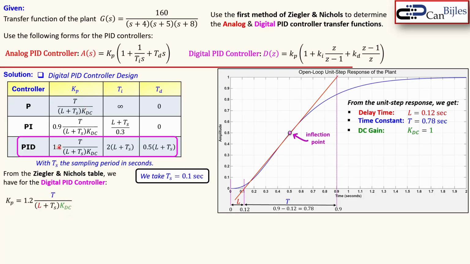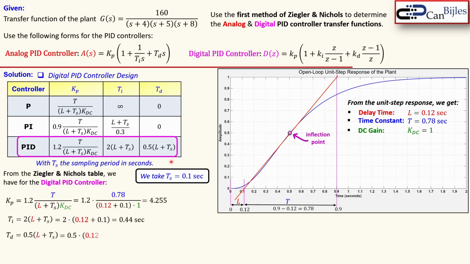So from the table of the Ziegler Nichols for the digital PID controller, we see the KP will be 1.2 times T over this. This is exactly the same as before, just with this TS addition. That will of course make this a little bit smaller. In this case not 7.8 but 4.255. You see here the 0.1 we have selected. TI, new TI, is now 2 times in parentheses L plus TS from here, and that will be 0.44 seconds, and TD from this part you get now 0.11 seconds.